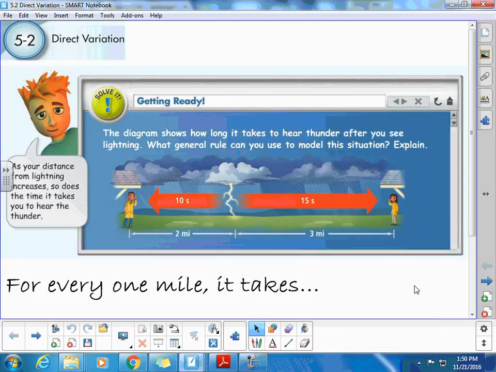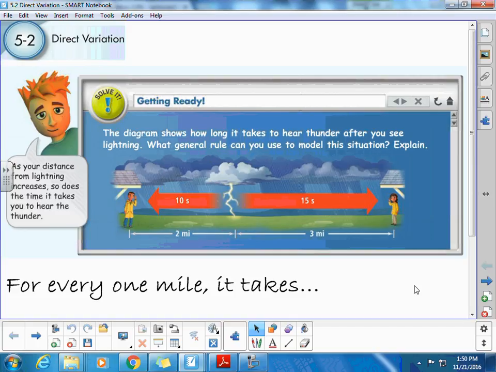5.2, we're talking about direct variation, and the equation looks different than what we're used to, but it's really not. So you've all probably heard this: the diagram shows the distance. You can figure out how far away a storm is from you by listening to the thunder.